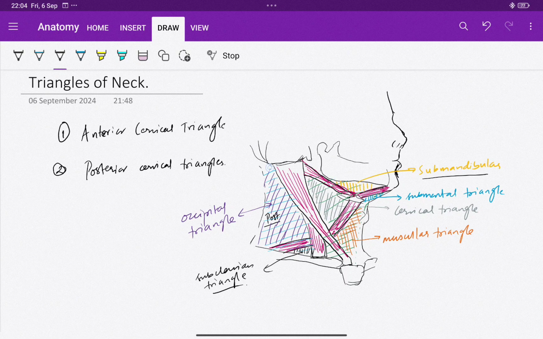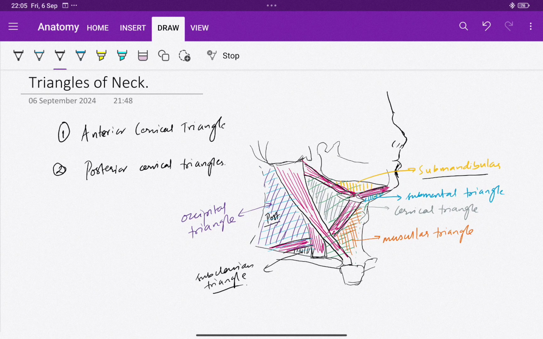So basically, on one side, the neck is divided into two major areas. One is the anterior triangle, so this one is the anterior triangle, and this one is the posterior triangle. This distinction is made with regard to the sternocleidomastoid muscle. Anterior to the sternocleidomastoid muscle and lateral to the midline constitutes the anterior triangle, and posterior to the sternocleidomastoid muscle would constitute the posterior triangle.